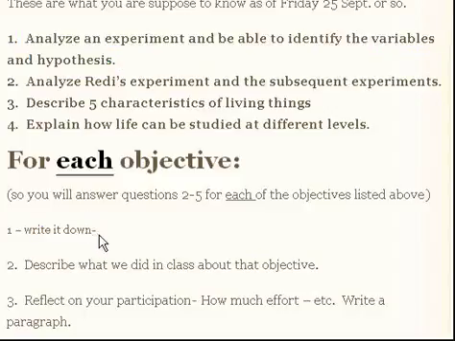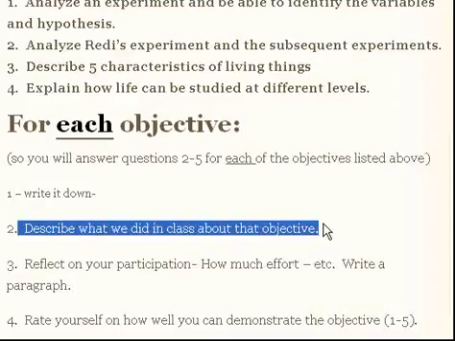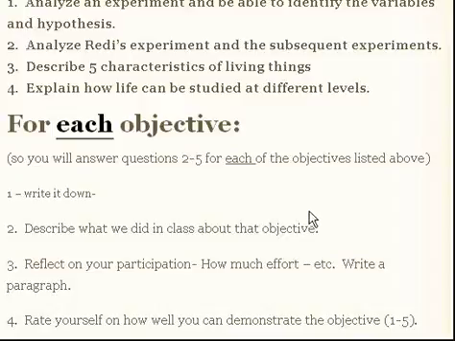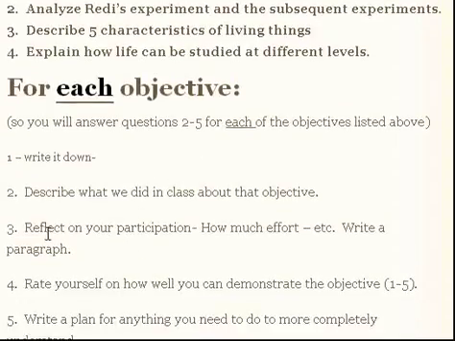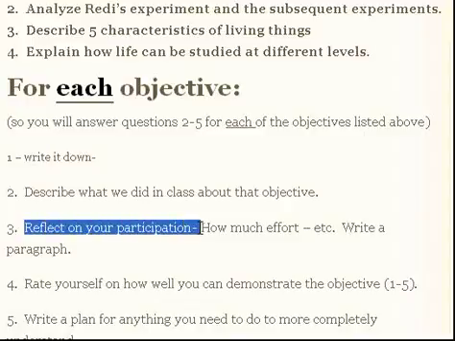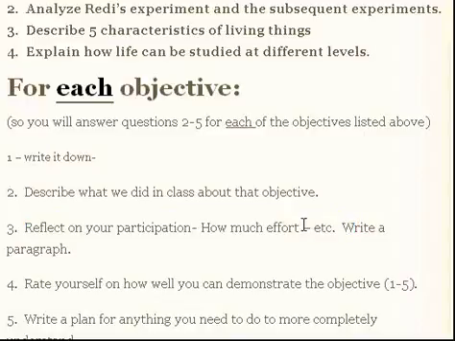The second part is describe what we did in class about that objective. About that objective, we read the textbook, answered some questions, we did a computer simulation. So you just list those things out under number 2. Reflect on your participation. Only you can do that. You can write a paragraph or a couple of sentences or whatever, but at that point you're looking at the things that we did in class and you're reflecting on your effort.